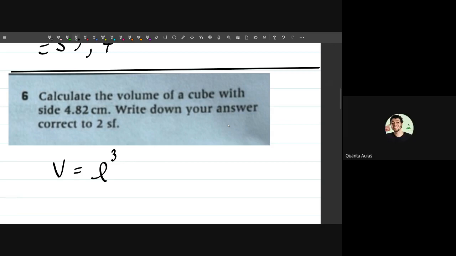So you just need to take 4.82 to the power of 3. Just like that. Easy. So after, you need to worry about the two significant figures, but now you know the rules. So you can try and you take a photo this time, okay?